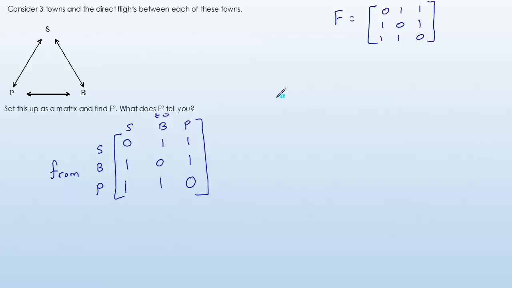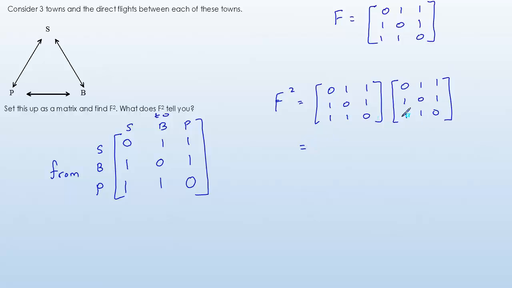We now want to find f squared. So that's going to be 0, 1, 1, 1, 0, 1, 1, 1, 0 multiplied by itself. So 3 by 3 times a 3 by 3 is going to give us a 3 by 3.